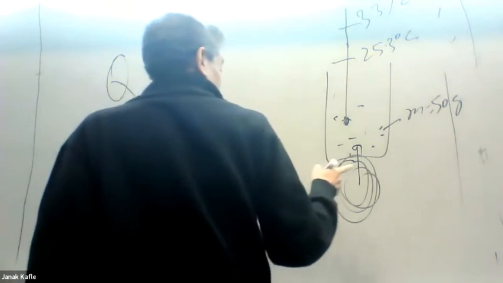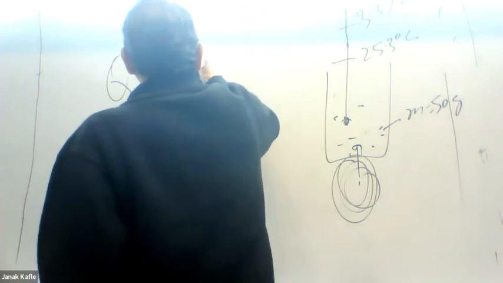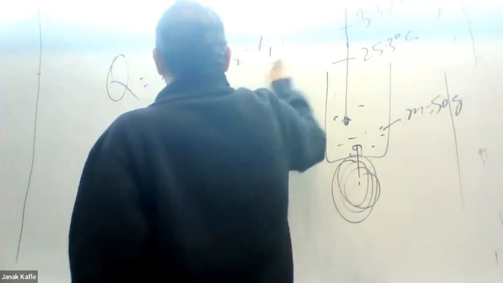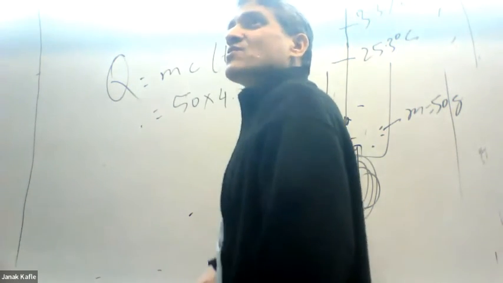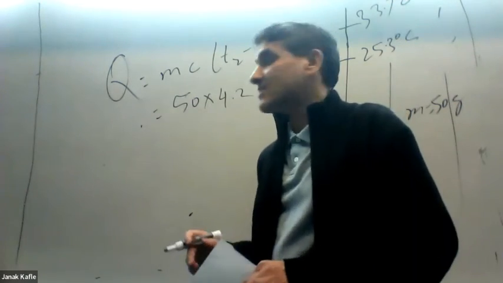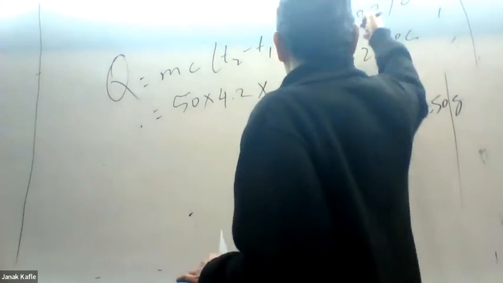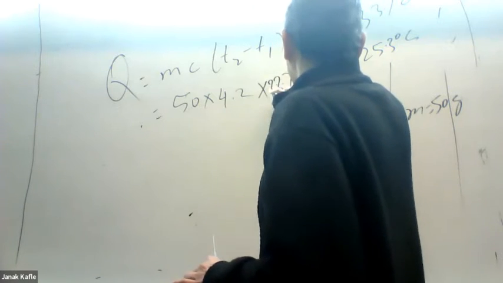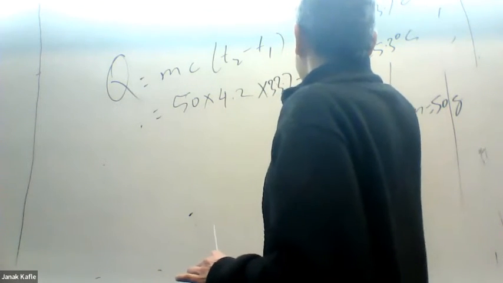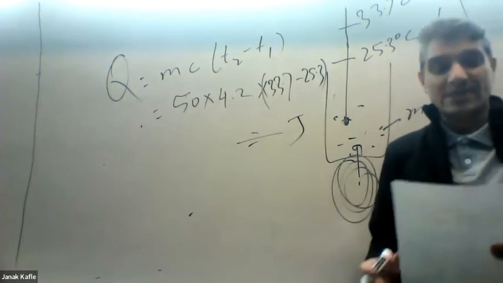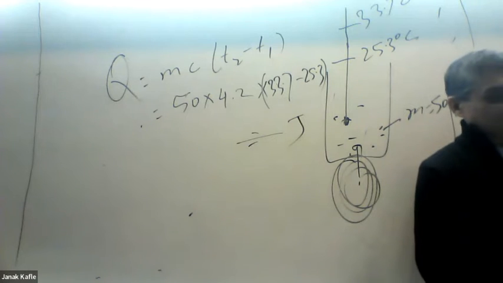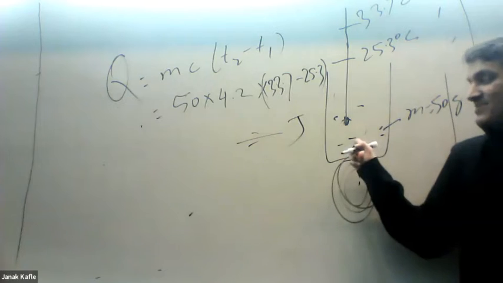So simple. Q is equal to the heat transfer, from here to here, is equal to mc(T2 minus T1). So m is 50 gram, c is 4.2 for water, right? This is water, and for water, that constant value is 4.2, and T2 is 33.7, minus T1, which is 25.3. Then you just plug these numbers in the calculator, and whatever comes out, that means joule. So this comes to about 1757.3 joule.